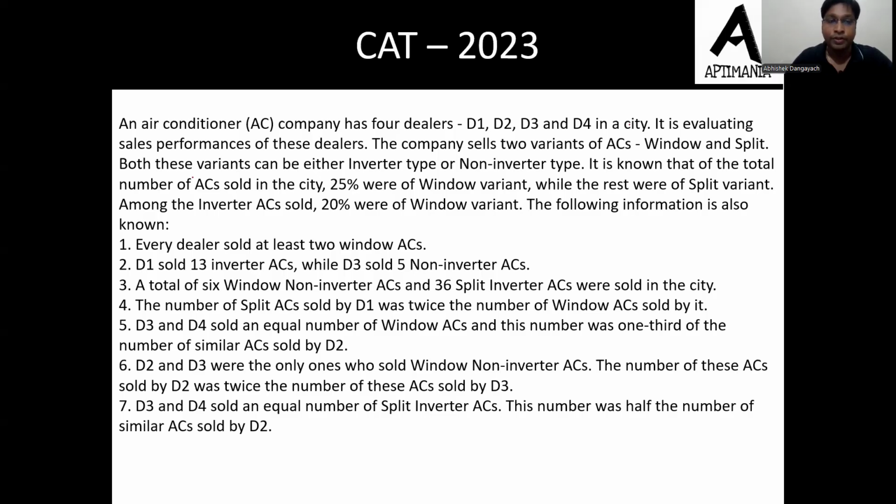ACs sold by D2. D2 and D3 were the only ones who sold window non-inverter ACs. The number of these ACs sold by D2 was twice the number of these ACs sold by D3. And last, D3 and D4 sold an equal number of split inverter AC. This number was half the number of similar ACs sold by D2.